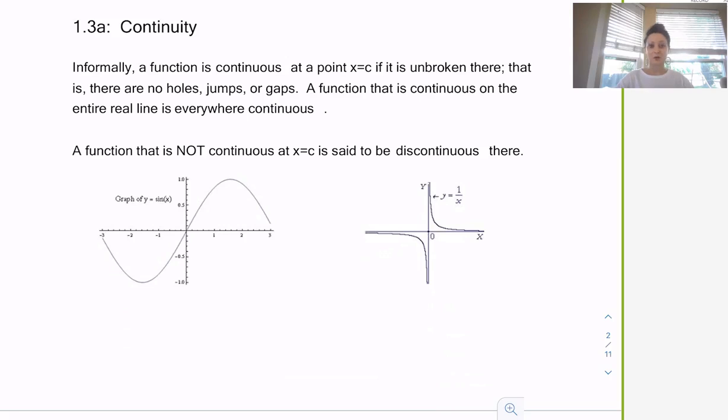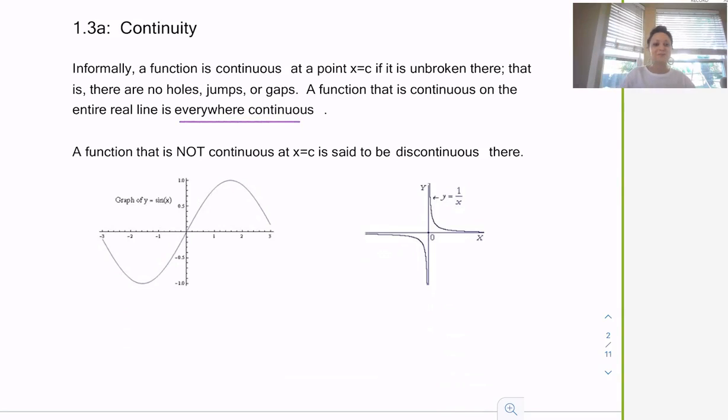All right, so before we look at the formal definition of continuity, let's go ahead and talk about it informally. You don't need to write anything on this screen. Let's just discuss continuity. Informally, a function is continuous at a point x equals c if it's unbroken there, so there are no holes, jumps, or gaps. Another way we talk about it is that we can draw that function without picking up our pencil, okay? A function that's continuous on the entire real line is said to be everywhere continuous, okay? A function that's not continuous at x equals c is said to be discontinuous there.